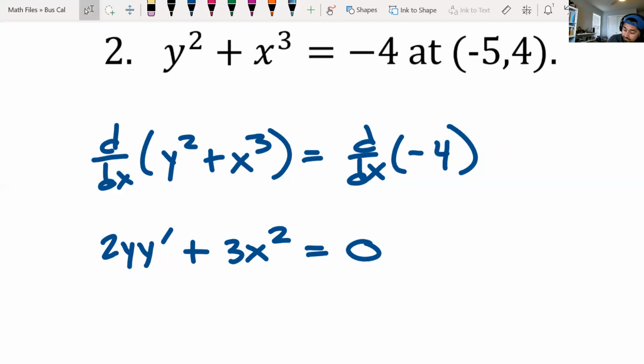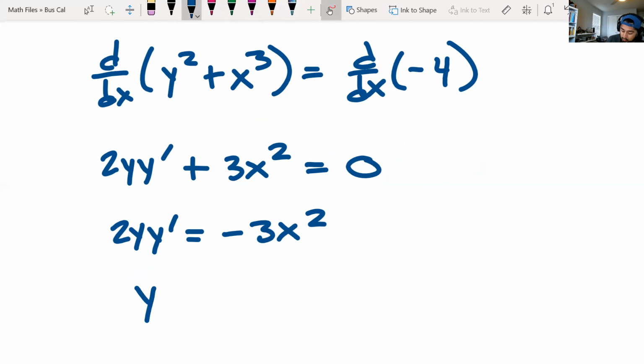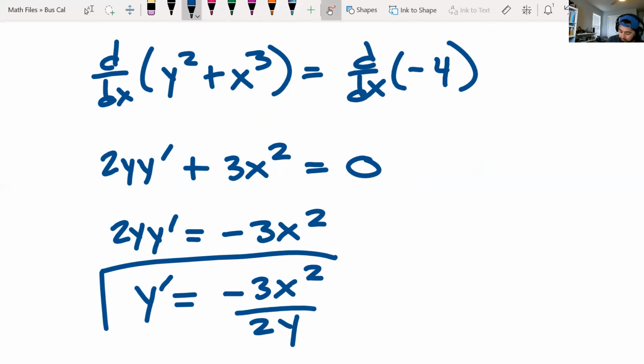Now, again, our goal is to solve for y prime. So move that 3x squared over and divide by 2y. And we'll get y prime is equal to -3x squared over 2y. There's our implicit derivative.